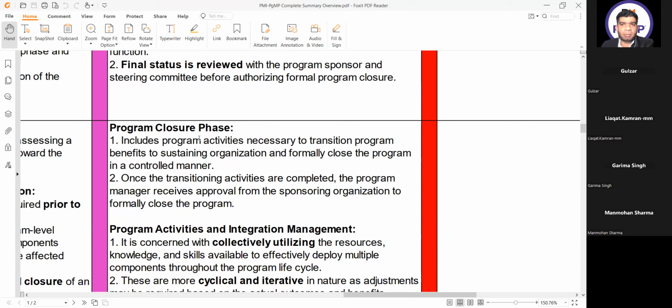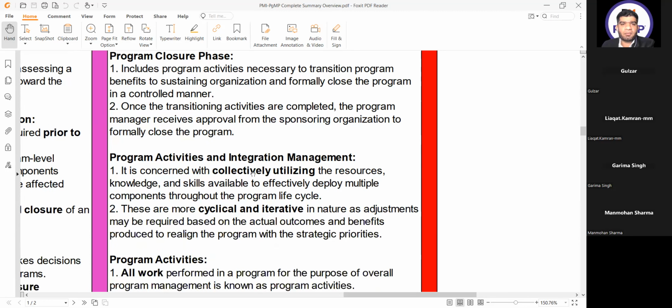Then we have the next, program closure phase, which includes program activities necessary to transition program benefits to the sustaining organization and formally close the program in a controlled manner. Once the transitioning activities are completed, the program manager receives approval from the sponsoring organization to formally close the program. So before closure, we need to get the approval.